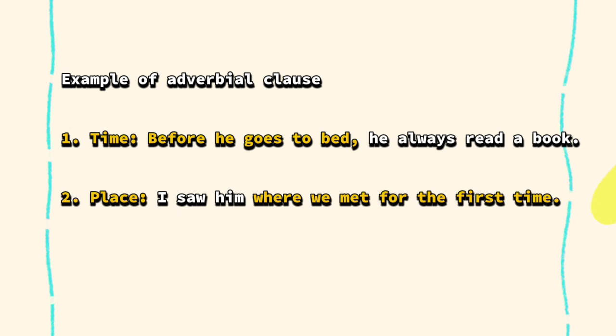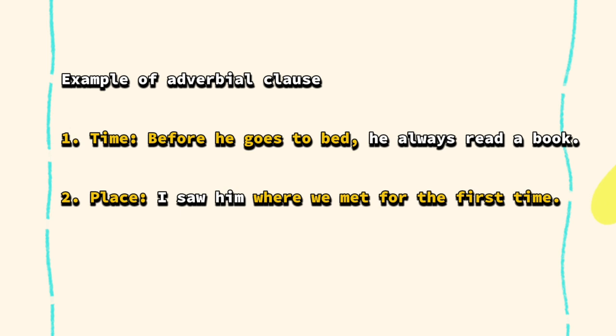So the first is adverbial clause of time. These clauses answer the question of when something happens. For example, before he goes to bed, he always reads a book. Before he goes to bed is an adverbial clause of time. This clause indicates the time when the action of reading occurs. It tells us that reading happens prior to the action of going to bed.